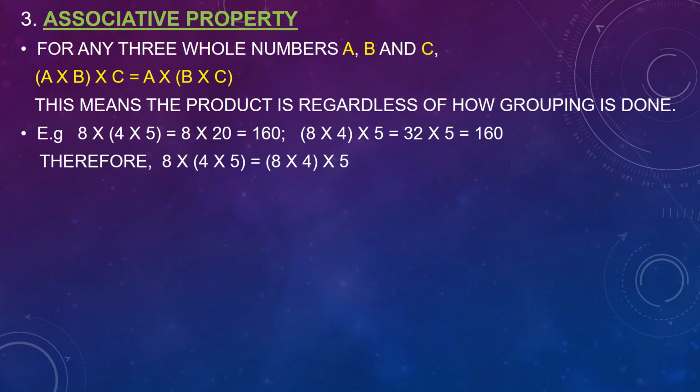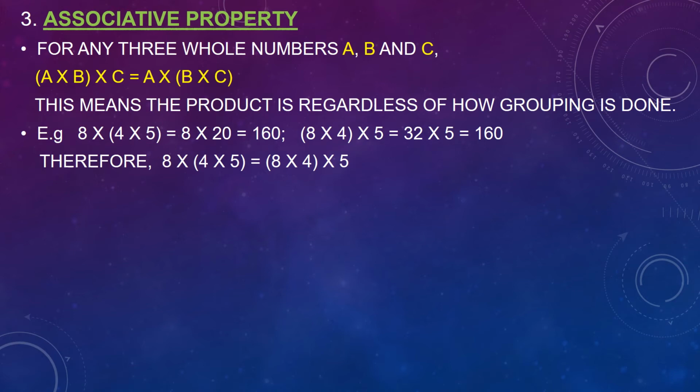Next property, associative property. For any three whole numbers a, b and c, (a × b) × c is equal to a × (b × c). This means that the product is the same regardless of how grouping is done.